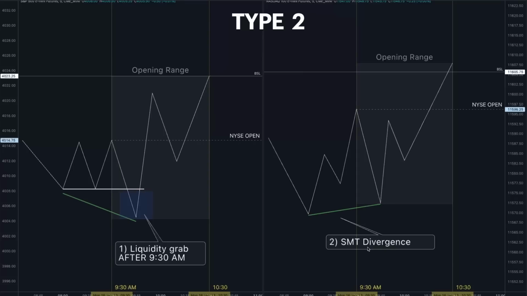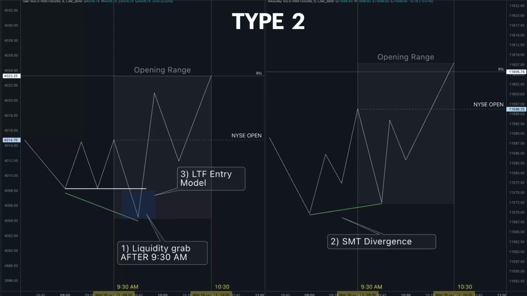Looking at NASDAQ, this is where we get our divergence. One might be making a higher low while the other makes the liquidity grab. Another key difference between type 2 and type 1 is that at step 3, we're not going to wait for this whole displacement to happen on this time frame of the liquidity grab. What we're going to do is look at a lower time frame inside this area and see if we get an entry model.